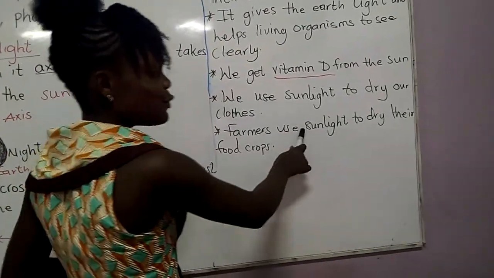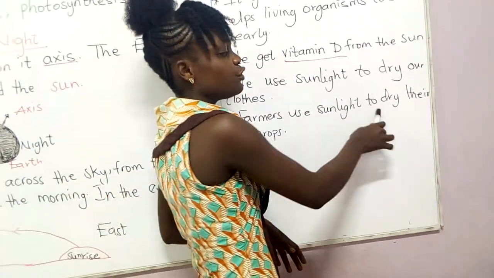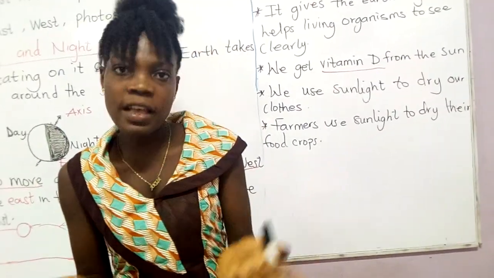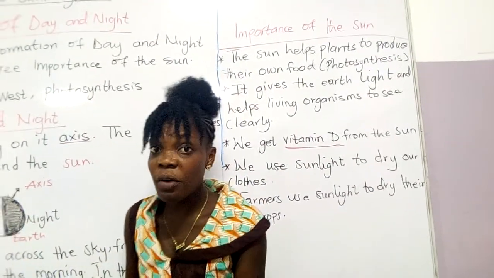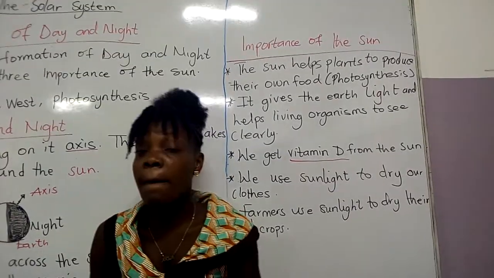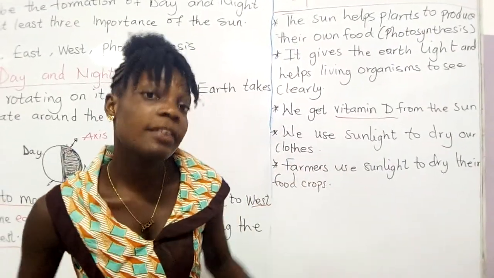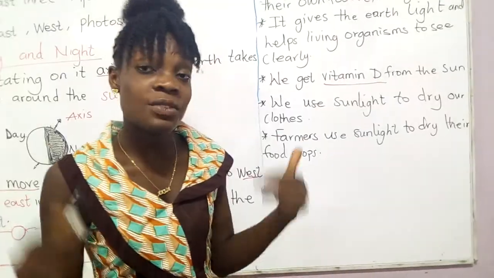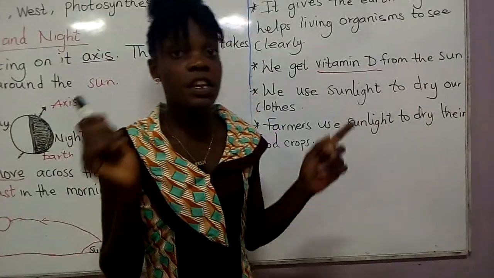Now next point, farmers use sunlight to dry their food crops. So let's take the cocoa, for instance. When you open the cocoa pod, the beans inside, before we get our chocolate and all that, you're supposed to dry the cocoa beans. And pepper too, farmers dry pepper. So the sunlight is very helpful for us. It is one of the major sources that is essential for every living creature.